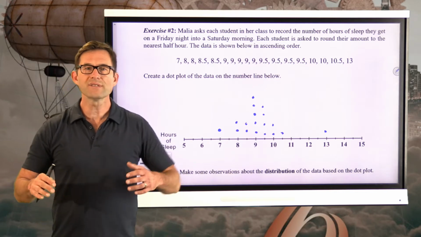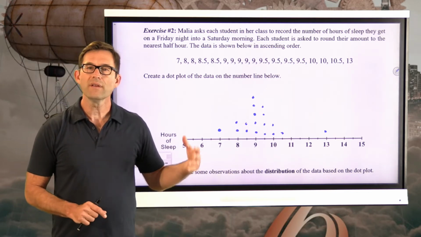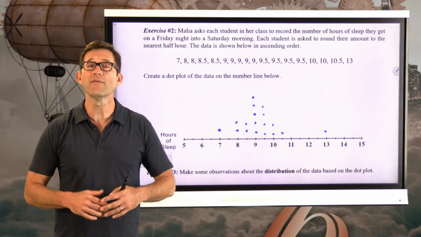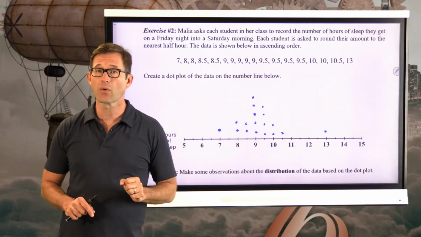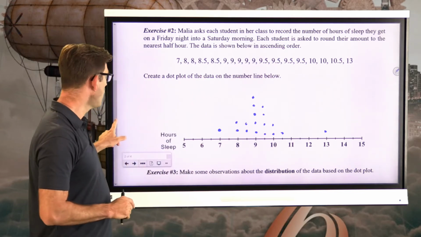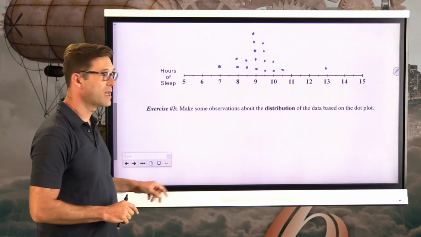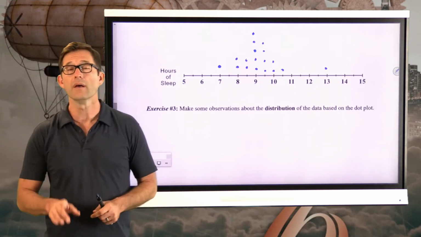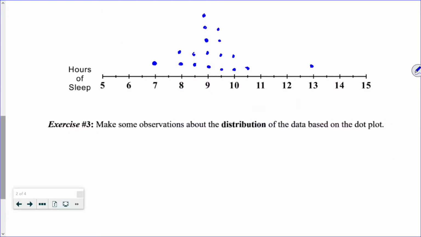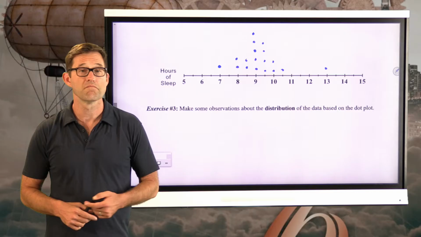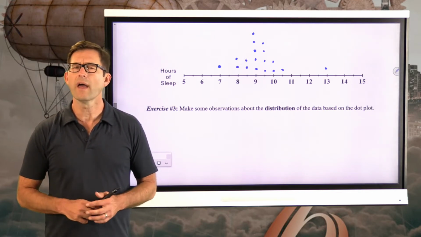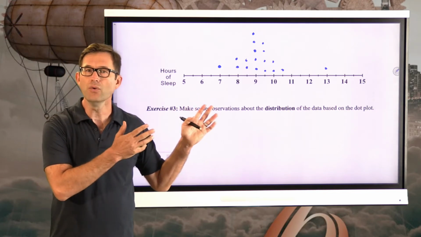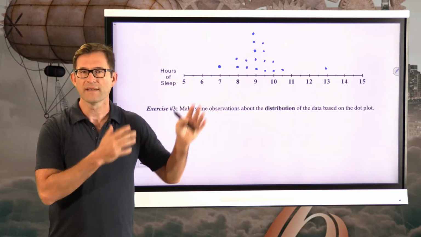And like all statistical graphs, what the dot plot is there for is to give us a sense, a visual picture for the data that we're going to use to answer our question. And of course, what you want to do almost immediately whenever you have a visual representation is do something like exercise number 3. So let's take a look. Make some observations about the distribution of the data based on the dot plot. There's lots of observations that you could make. Why don't you pause the video and make just a couple of observations about what you see in the data as given by the dot plot.